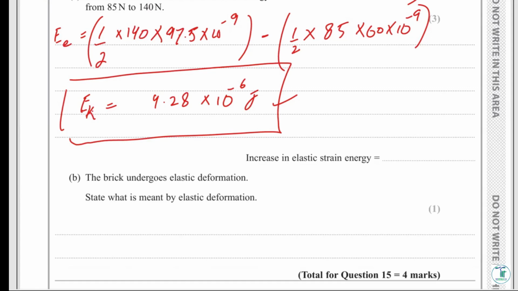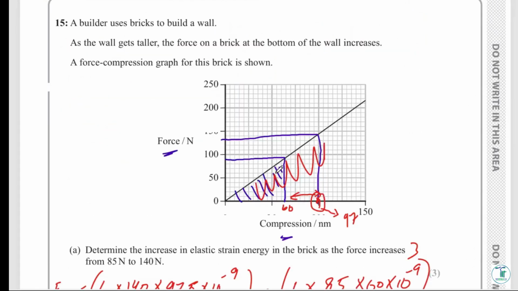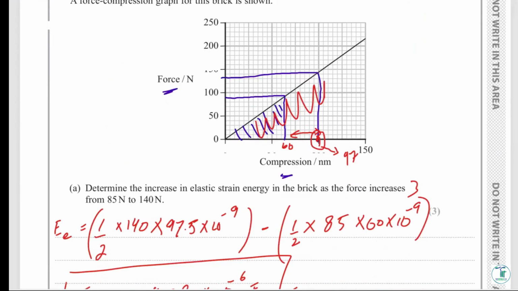Remember that that is not a triangle. So you need to calculate the area under the smaller triangle and the area under the bigger triangle, then subtract them, and then you'll get the area in between them.